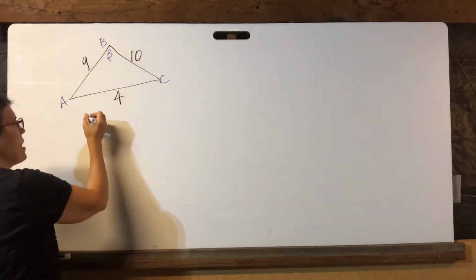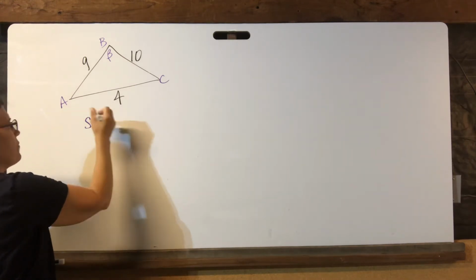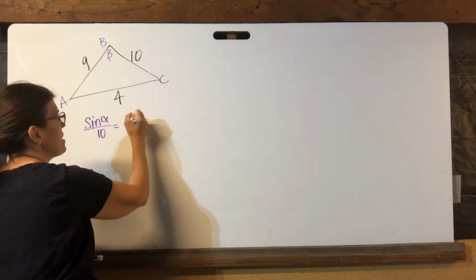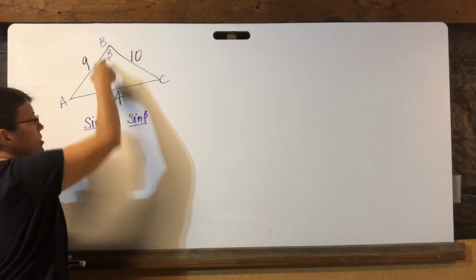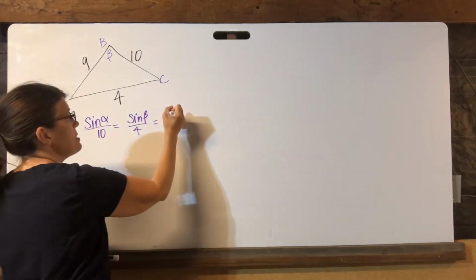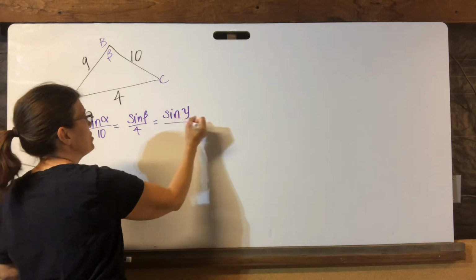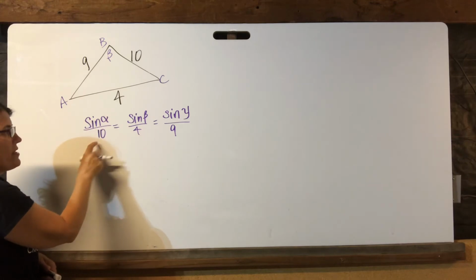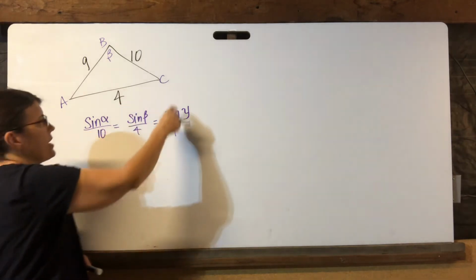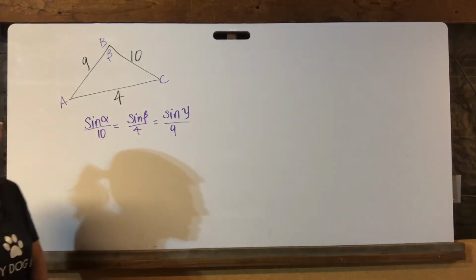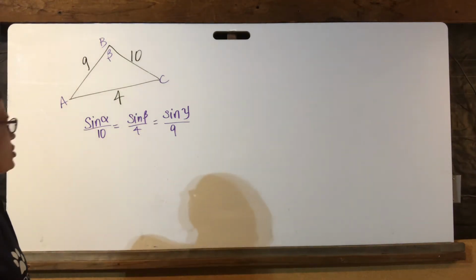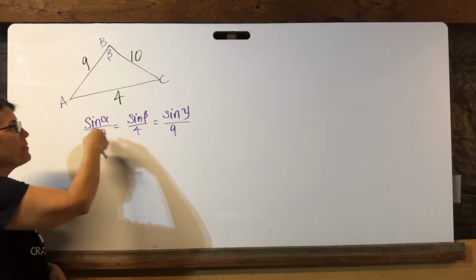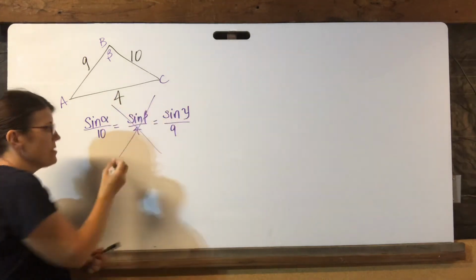Well, the sine of alpha, which I don't know, over A, which is 10, is equal to the sine of beta, which I don't know, over 4, is equal to the sine of gamma, which I don't know, over 9. The sine of the angle over the length of its side. There's too many unknowns. If I were to cross multiply, I wouldn't be able to solve for beta or gamma. So you cannot use the law of sines.